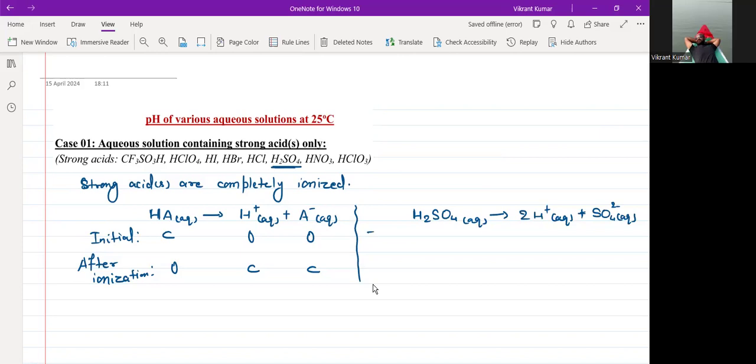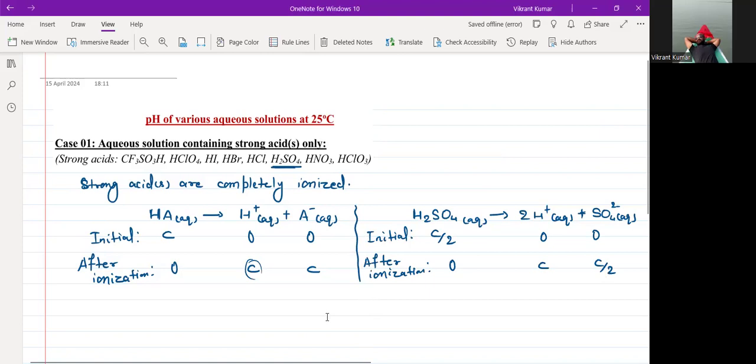तो मान लो initial, I am just writing it, जानबूझ के मैं ऐसा कर रहा हूँ, कि ये C/2 कुछ था, तो ये 0 and 0 था. After ionization it will become, just to make it common कि H plus दोनों में same value आ जाए, after ionization, when it will become 0, it will become C and it will become C/2. Is it okay? Any doubt in this part?